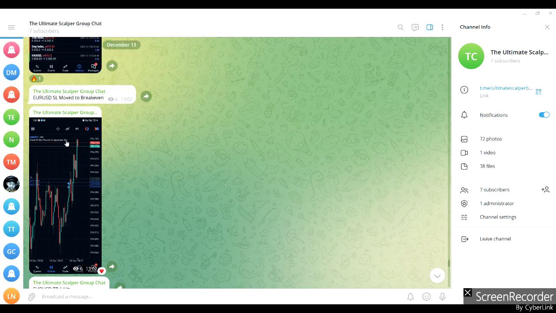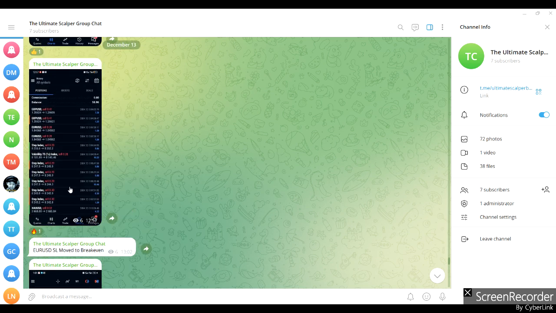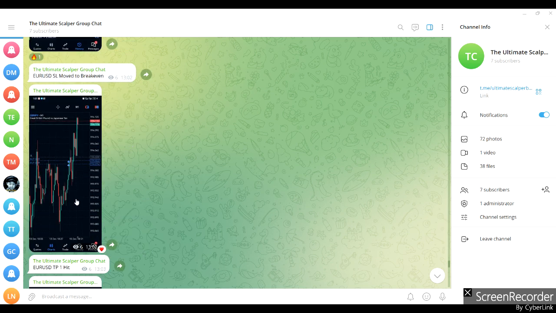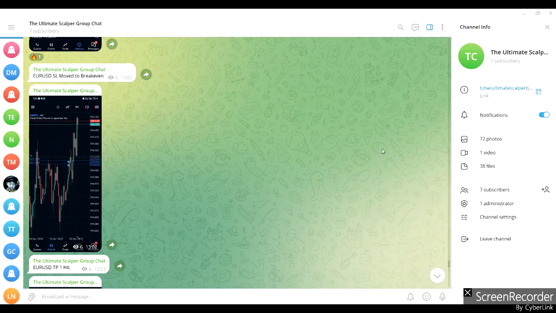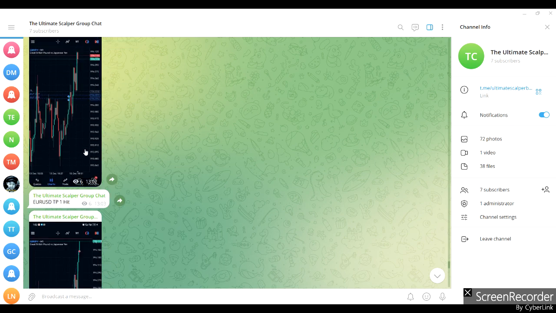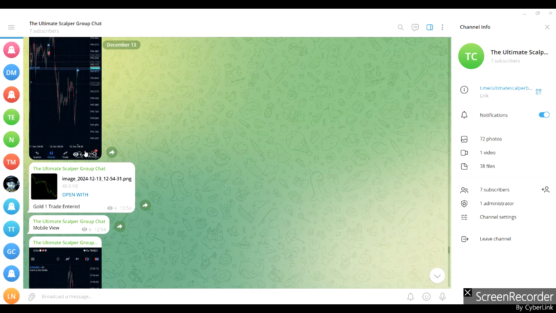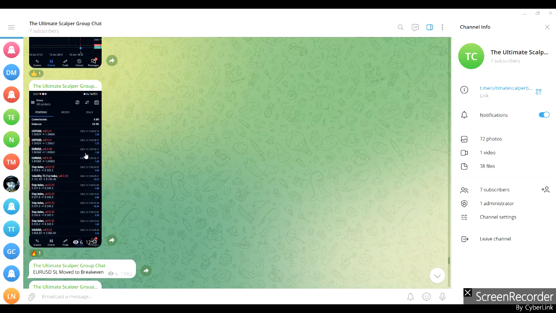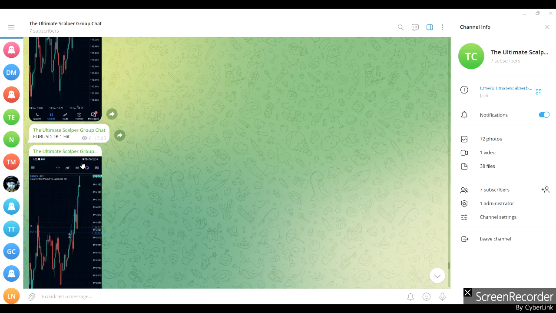And then, what happened here? GBP JPY, we entered 2 trades here, and our stop loss is already above break even. Where was this entry? Did I not share the USD? I think I forgot to share the ultimate scalp snapshot.